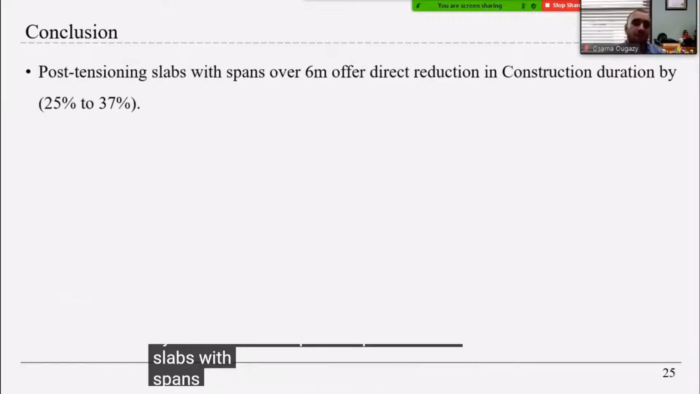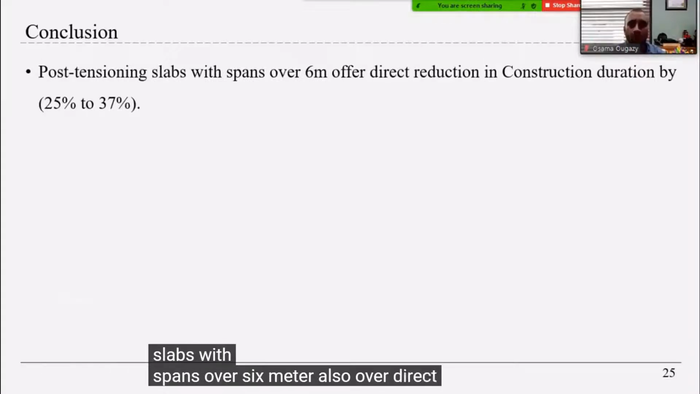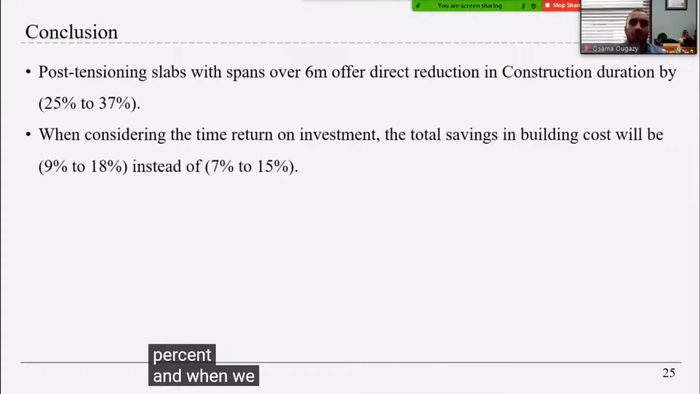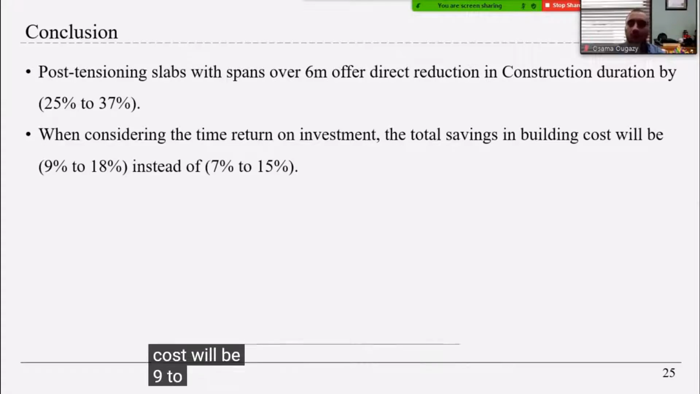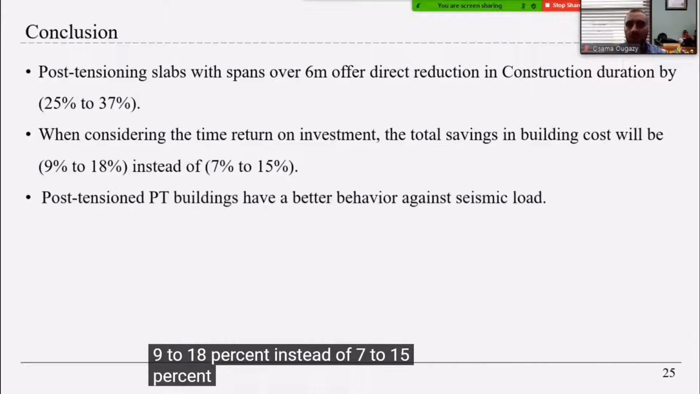Post-tension slabs with spans over 6 meters also offer direct reduction in construction duration by 25 to 37%. And when we consider the time return on investment, the total savings in building cost will be 9 to 18% instead of 7 to 15%.